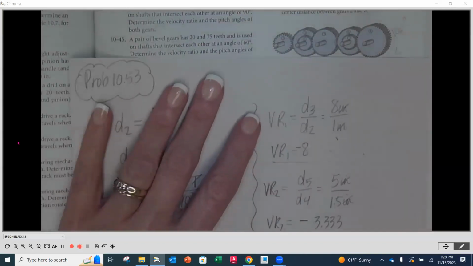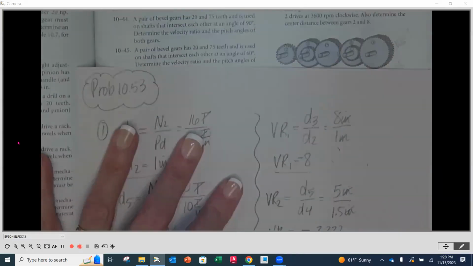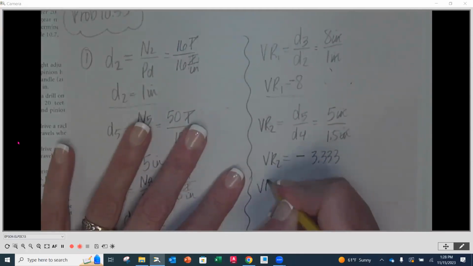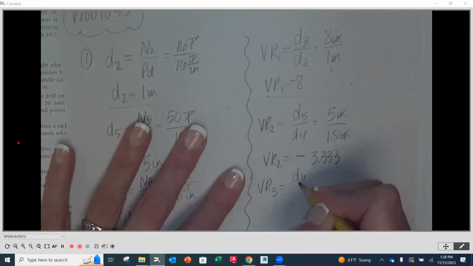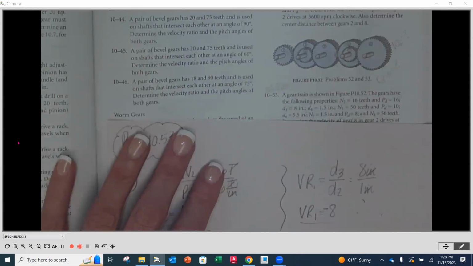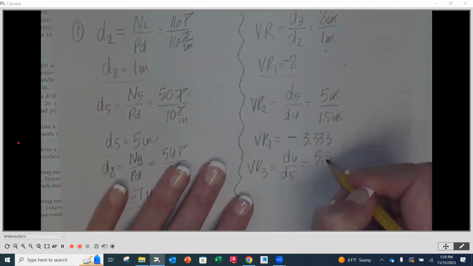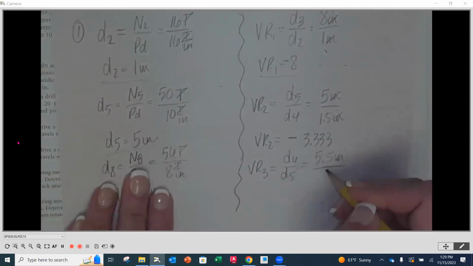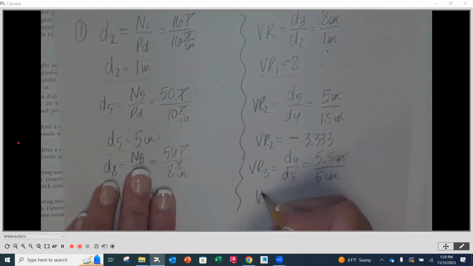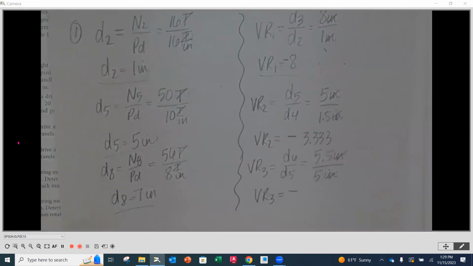Now, velocity ratio, I skipped one because we didn't have to calculate it. Let's do our velocity ratio number 3, which is between 5 and 6. Velocity ratio number 3 is the diameter of 6 to the diameter of 5. The diameter of 6 was 5.5, and the diameter of 5 was 5. So velocity ratio number 3 will be a negative 1.1. Is that right?